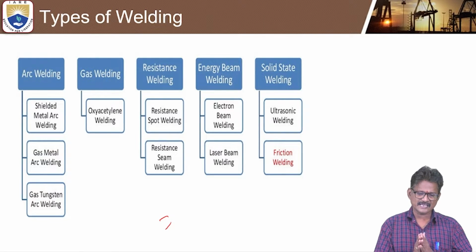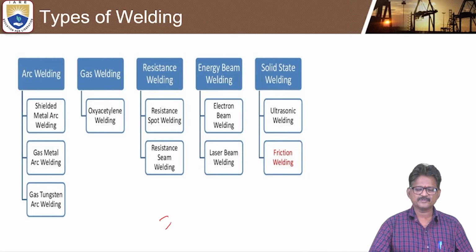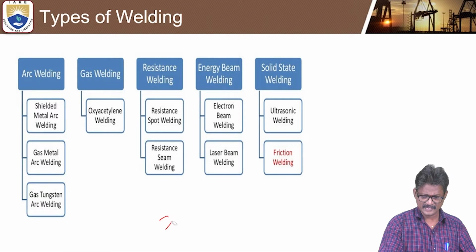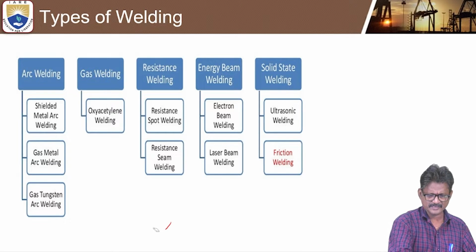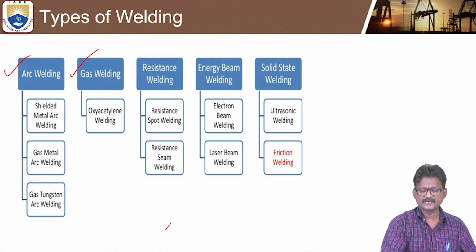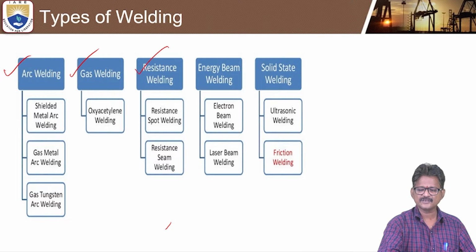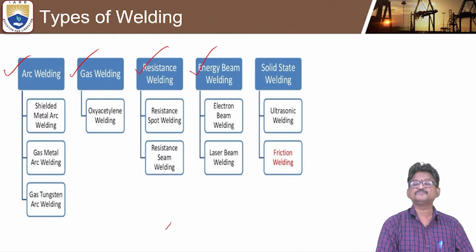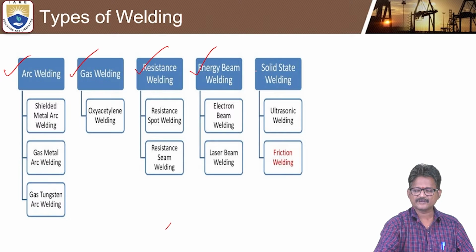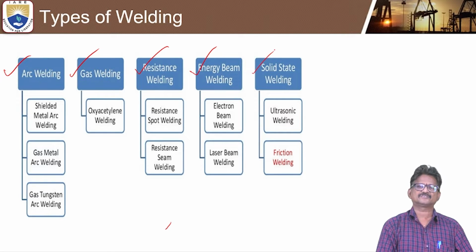So this is the classification of welding processes. First one, arc welding process, and second one, gas welding process. Third one, resistance welding process. Fourth one, energy beam welding, and last but not least, the solid state welding process.